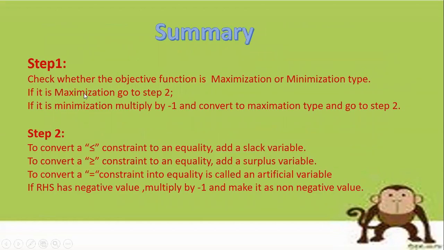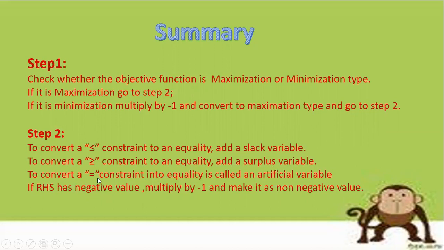To summarize, there are two types of problem, maximization type or minimization type. If you have maximization directly, you can go to step 2. If you have a minimization type, then multiply by -1 and convert it into maximization type and go to step 2. If you have a lesser than or equal to constraint, you add a slack variable. If you have a greater than or equal to constraint, then you add a surplus variable.